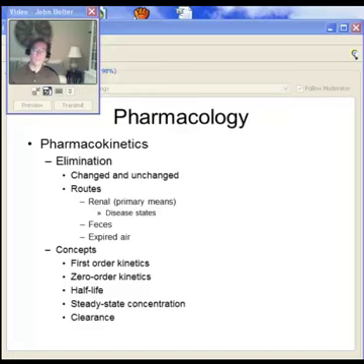Half-life, general principles about half-life and steady state to reach concentration. You already know that once you know the half-life, and then clearance. So when you stop taking a drug, how long does it take for you to get it out of your system? What's the magic formula? Same as the half-lives, right? Exactly. 4 to 5 half-lives to get rid of it.